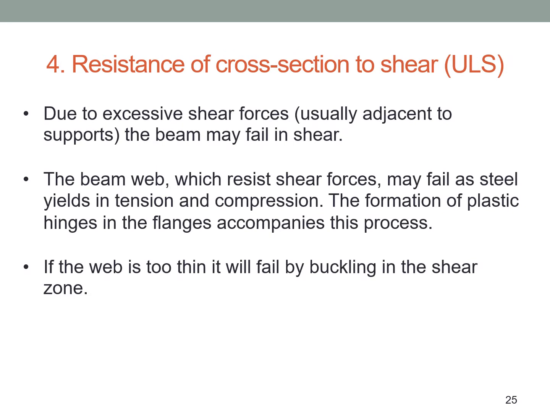Okay, so next is the resistance of the cross section against shear. Due to excessive shear force, usually adjacent to the support, the beam may fail in shear. So the beam web, which resists the shear force, may fail as steel yields in tension and compression. The formation of plastic hinge in the flange accompanies this process. If the web is too thin, it will fail by buckling in the shear zone. So you have to check what is the shear capacity of the section.